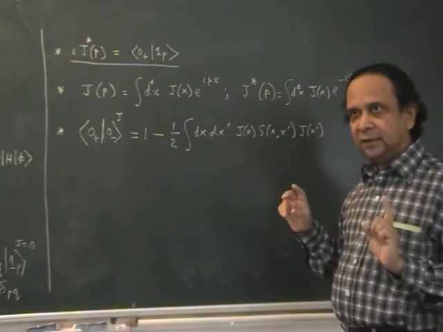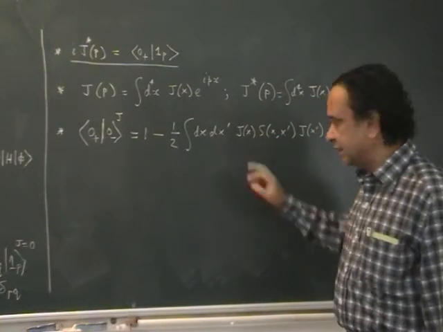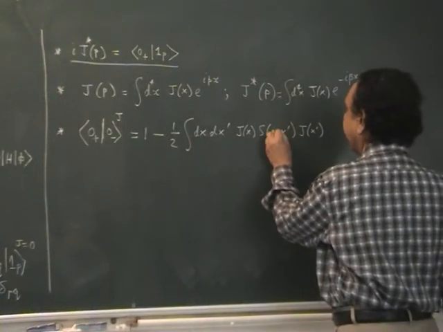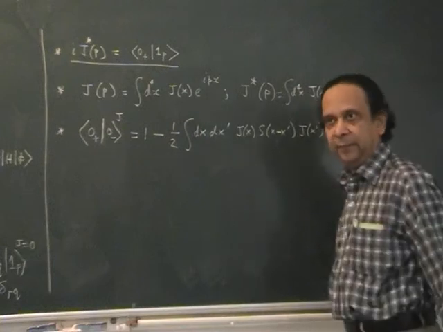But there is one more thing which you can work out at this stage. S can depend only on x minus x prime, even though I wrote it as x comma x prime.